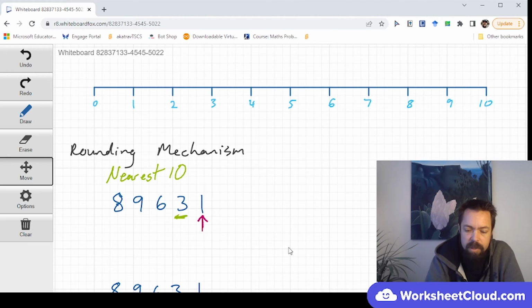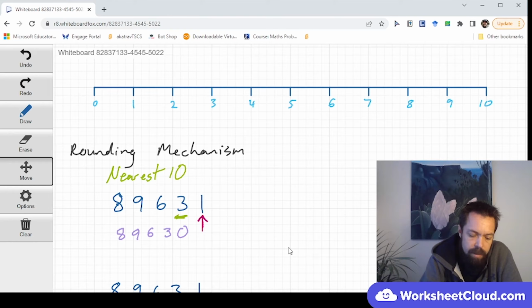Maybe before I do that, I should just mention, what we're checking here is whether this number, 89,631, will round off to 89,630 or 89,640. So will it go to the 10 that's before or the 10 that's after? The rest of the numbers in front are not too important for now.